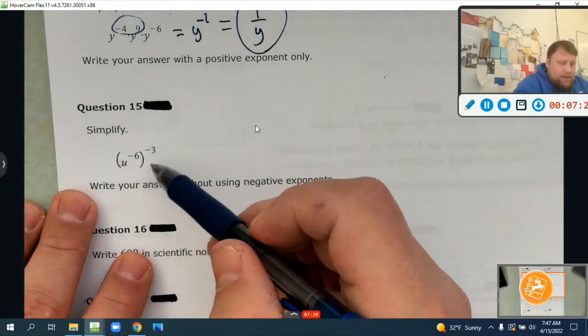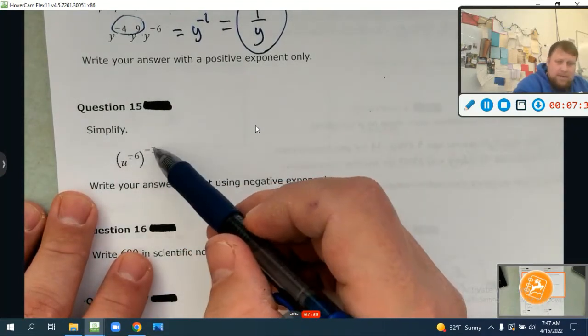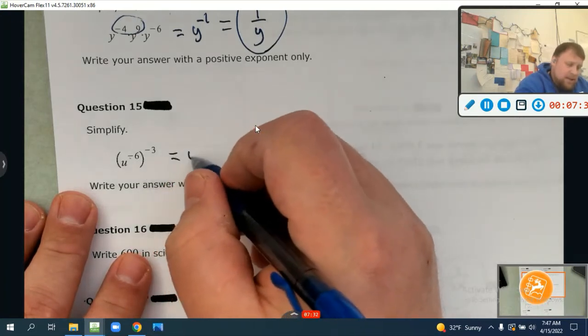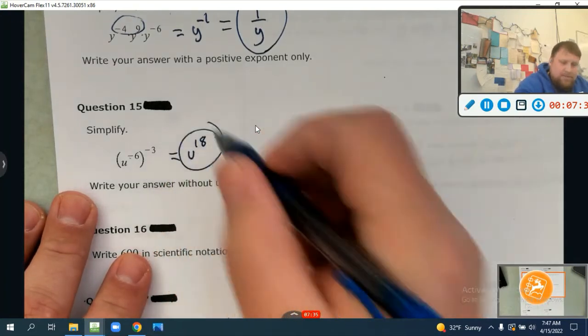Before you start flipping things around, guys, just multiplying. The negative times negative is a positive. 6 times 3 is 18. This is u to the 18th power.